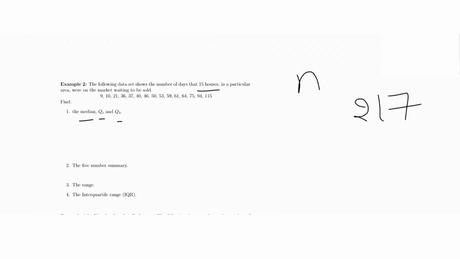Okay. So, here, which number is going to be the median? There are 15 numbers, right? Yeah. So, which number is going to be the median? Just the eighth one. Good. So, which is the eighth number here? 50. That's it. So, the median is going to be 50. All right. So what is going to be the Q1?